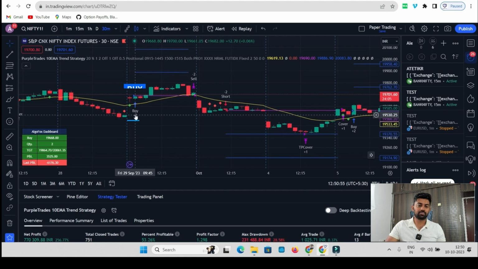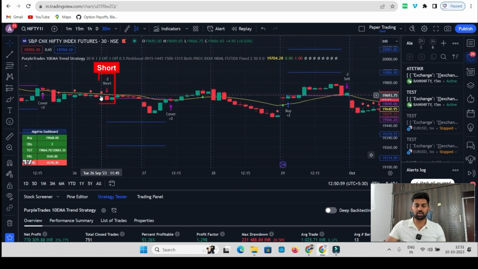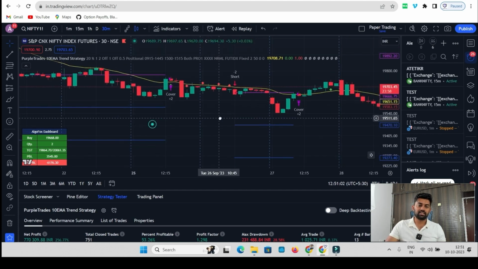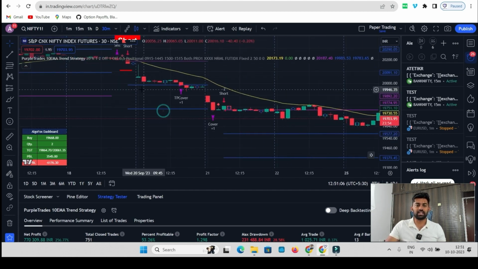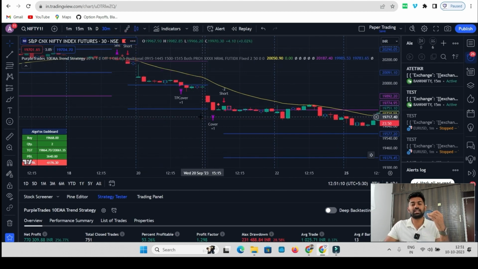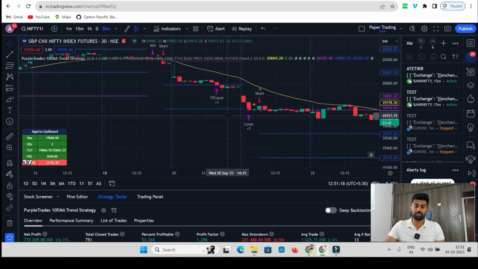Similarly, if I go back, I got a buy here, but then there was an exit. Similarly, I got a short here, then there is an exit. Similarly, I got a short here, then a cover, and then there's a short here where I got target 1 as well as target 2. So the days when you have target 1 and target 2 achieved, you will make very big profit, because your stop loss is hardly a few points, but your targets are very, very big.